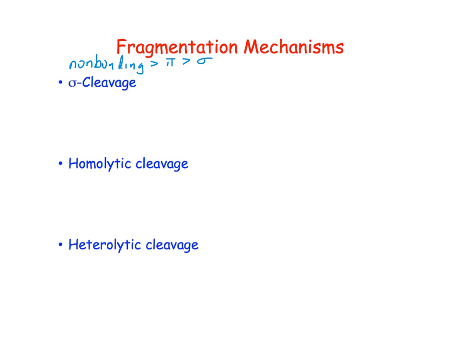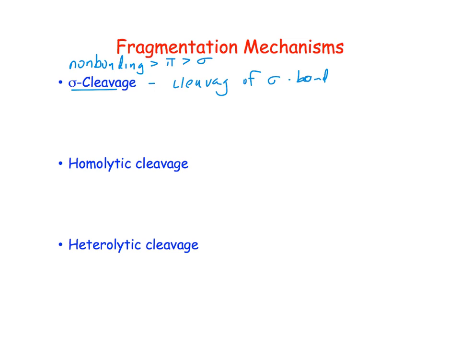Okay, so we're going to look at three types of cleavage here, and then maybe we'll do one more. I don't know if we'll have time today. The first one is called sigma cleavage. This one we already looked at in the beginning. This is just the cleavage of a sigma bond.